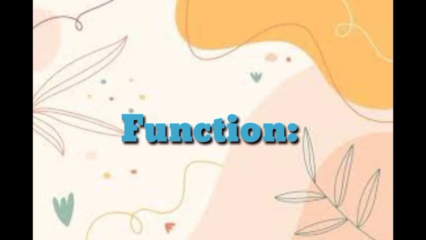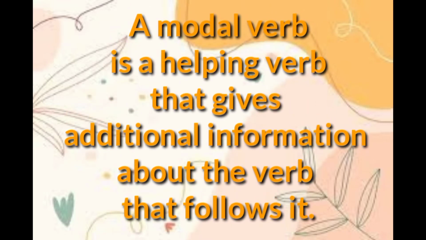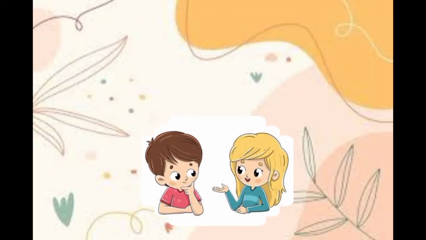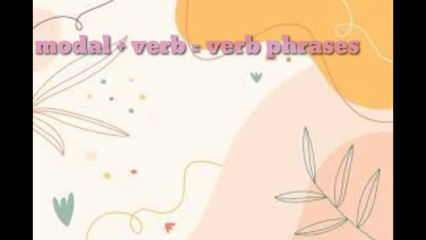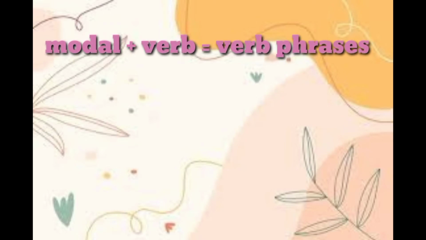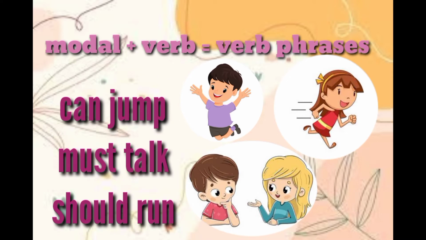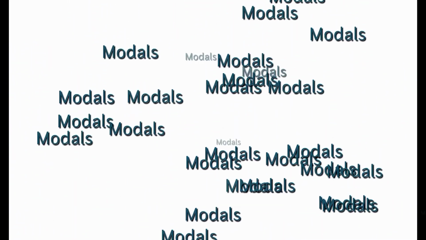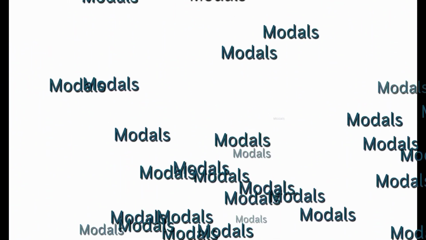A modal verb is a helping or auxiliary verb that gives additional information about the verb that follows it. It is a special verb that behaves differently from other verbs like jump, talk, or run. This is added to main verbs in order to form verb phrases. Modals express a variety of meanings.